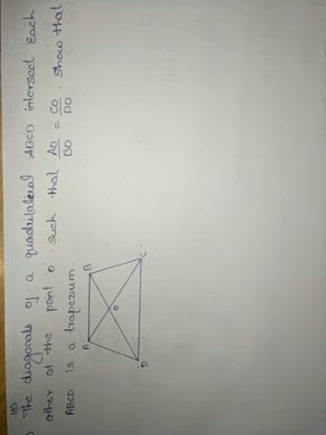Tenth problem. The diagonals of a quadrilateral ABCD intersect each other at the point O such that AO divided by BO is equal to CO divided by DO. Show that ABCD is a trapezium. This is again a converse of the ninth problem.